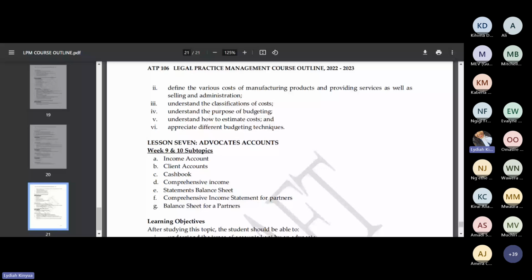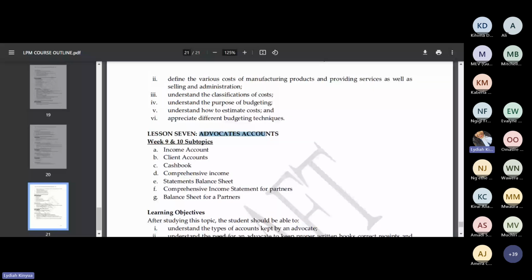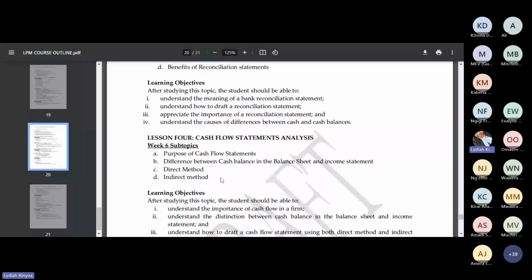Please look at these things. Advocates accounts, it gives me nightmares. Actually, cost classification is here. Types of budget. I remember cash flow. It didn't make any sense.